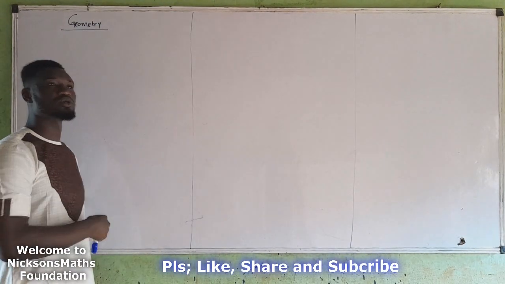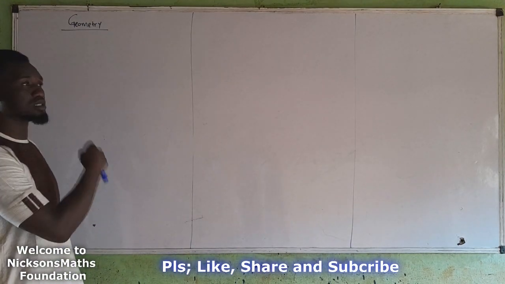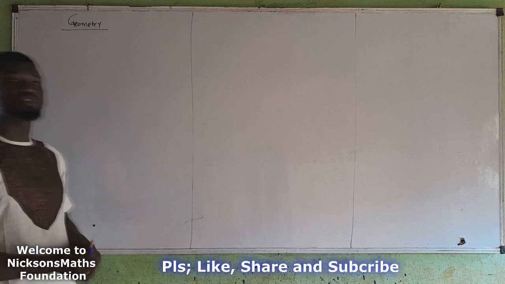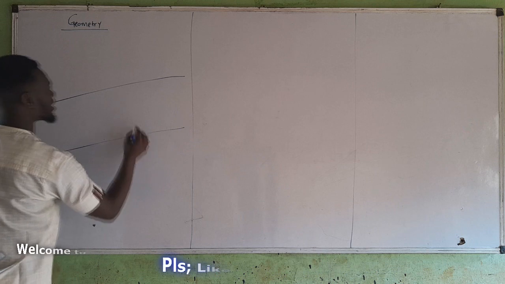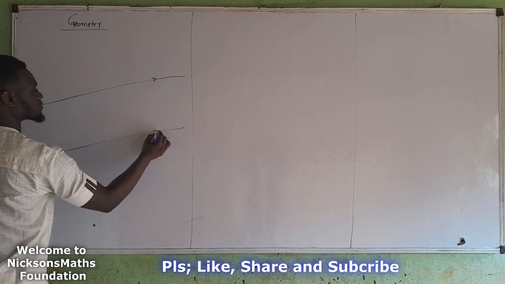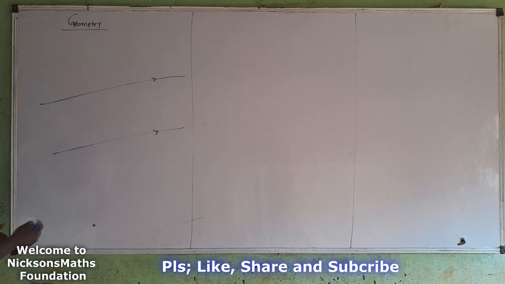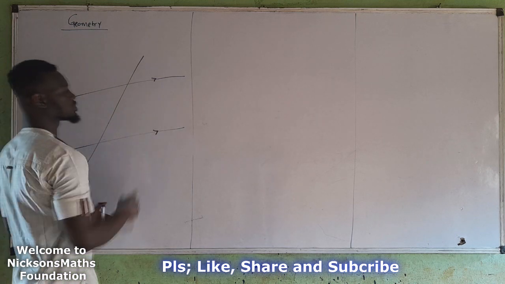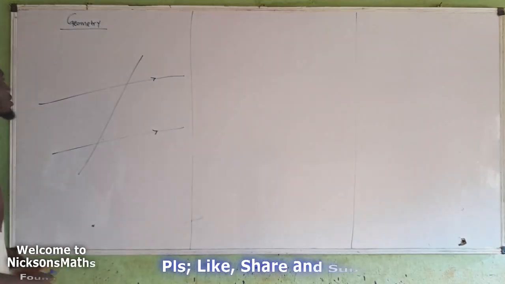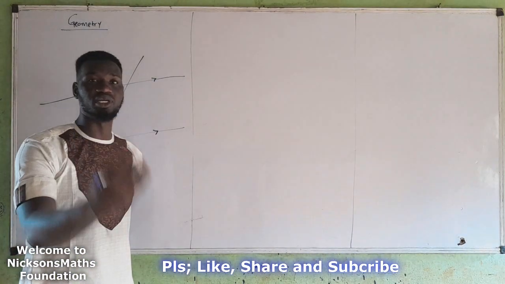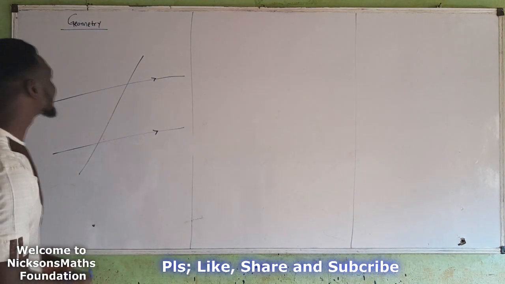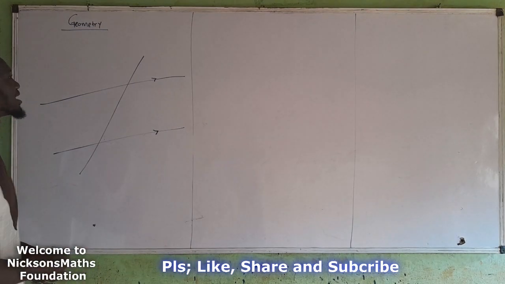In our previous class, we introduced ourselves to geometry. Today we are going to have a continuation. Let's say we have parallel lines. These are parallel lines. They don't touch each other. They don't intersect. Parallel lines don't intersect. And this is a transversal. The importance of the transversal is that it creates angles along parallel lines.